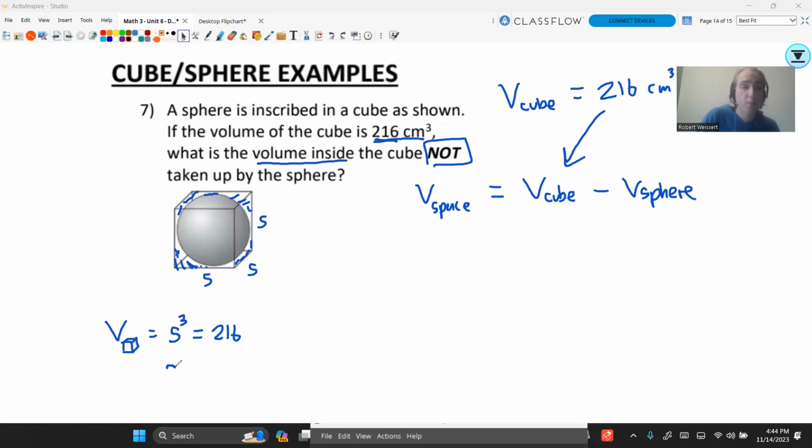I can take the cube root of 216 to get what each side is going to be. Or I can take 216 and raise it to the 1/3 power. Either one will get you the same value. So in your calculator, whether you take the cube root or raise it to the 1/3 power, you get the same answer.